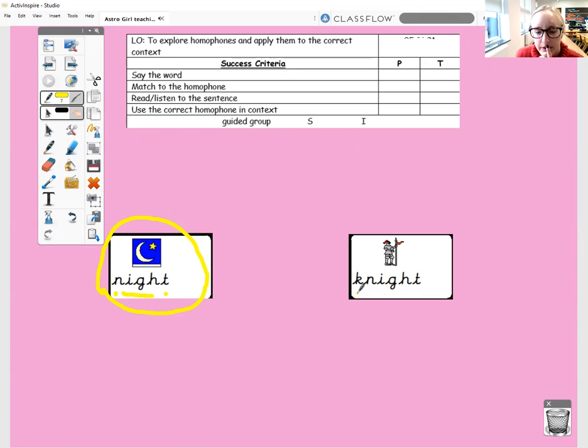Whereas over here, we've got a K at the front. Now this is tricky because it looks like we should go knight. But remember, homophones sound the same. We pronounce them the same. So if we pronounce this one night, then this one is also going to be night. So it's got a silent K at the beginning of it. However, this is a knight. Okay, we've got a lovely picture of him here. And he was at a castle and protecting people. Okay, and you can see he's got his weapons there and his armor on to protect him as well.